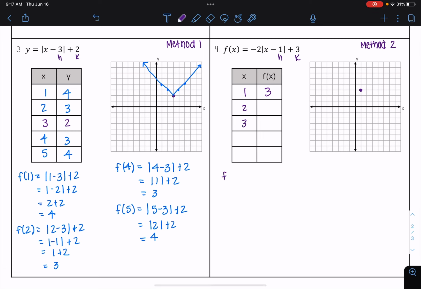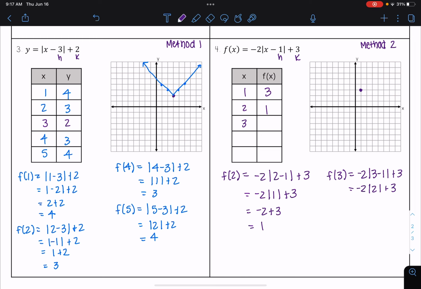So I'm going to first plug in 2. And I get -2 times the absolute value of 2 minus 1, plus 3. 2 minus 1, I get 1. -2 times 1, I get -2. -2 plus 3, I get 1. And then now plugging in 3, I get -2 times the absolute value of 3 minus 1, plus 3. 3 minus 1, I get 2. -2 times 2, I get -4. -4 plus 3, I get -1.